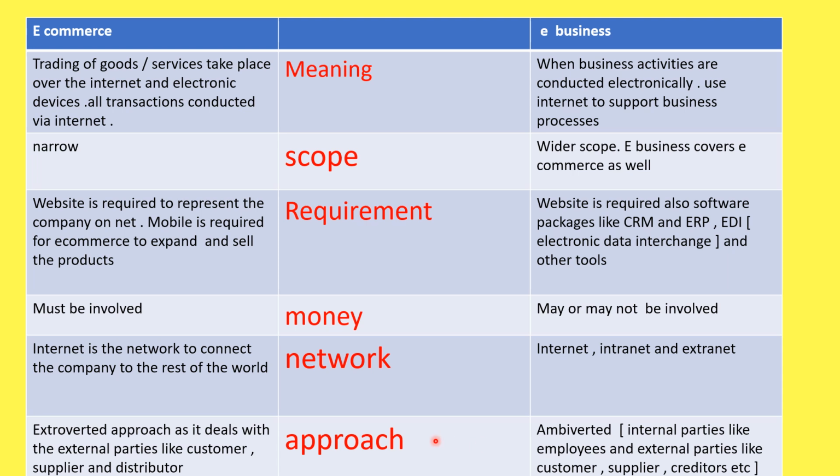Next is the approach. Because you are dealing with parties like customer, supplier and distributor, you need an extroverted approach in e-commerce. And in e-business, you need an ambiverted approach, because not only the buyer and the seller are approached, you need internal parties also. When you talk to your employees, you need an internal approach, so you need an ambiverted approach. External parties, of course, are the customer, supplier, creditors, etc. There also you need to talk to everybody through the internet.